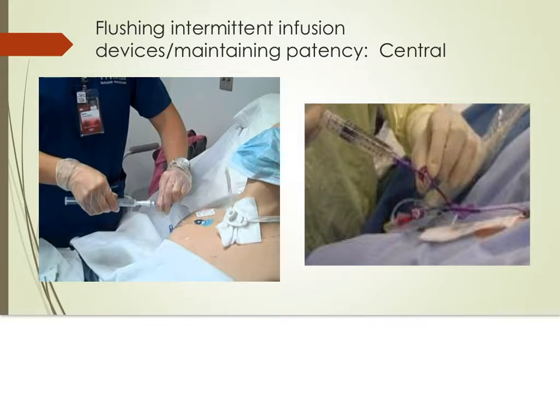Syringes must be 10 milliliters. If the central line has more than one line, such as a triple lumen, you will need a separate syringe and alcohol for each lumen. Identify the patient and explain the procedure.